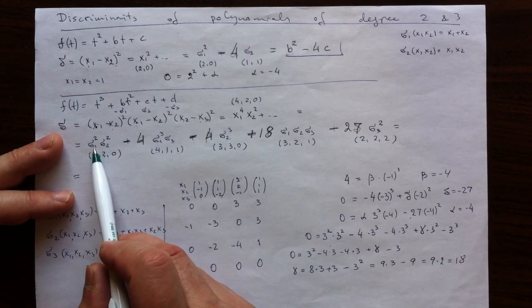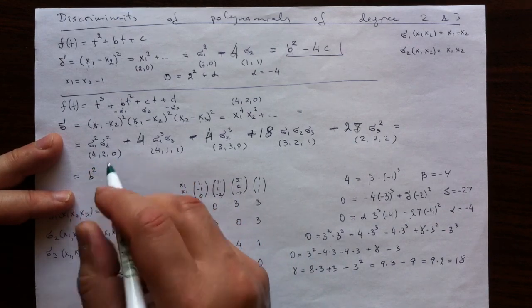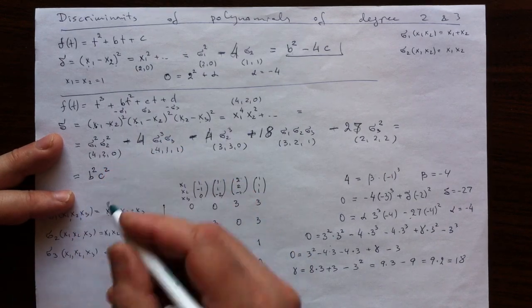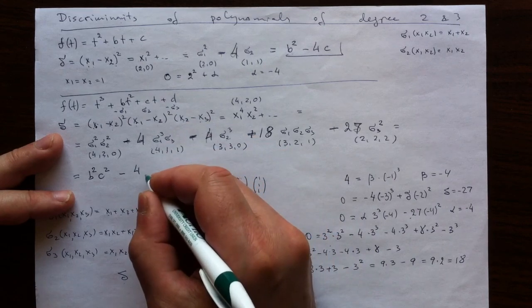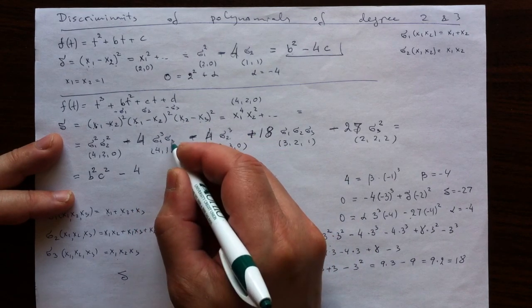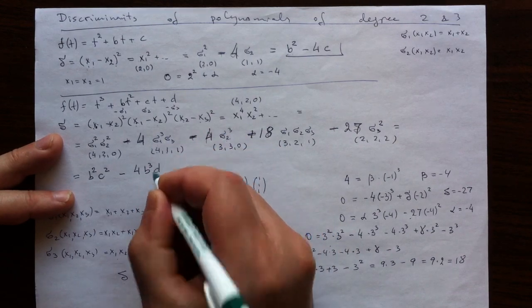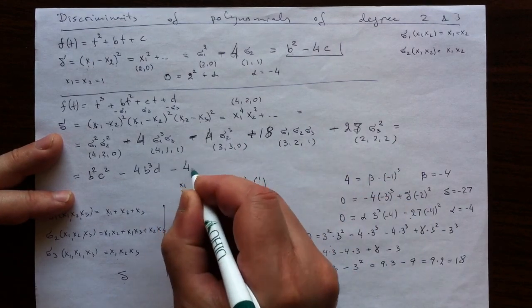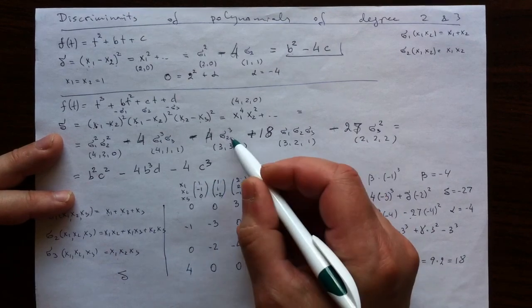Sigma 1 is negative b, but squared, it will still be b squared. Sigma 2 is positive c, so I have c squared. Negative 4, sigma 1 is negative b, so it will be negative b cubed. Sigma 3 is negative d, overall will be b cubed d. Sigma 2 is c, so I have negative 4 c cubed, right?